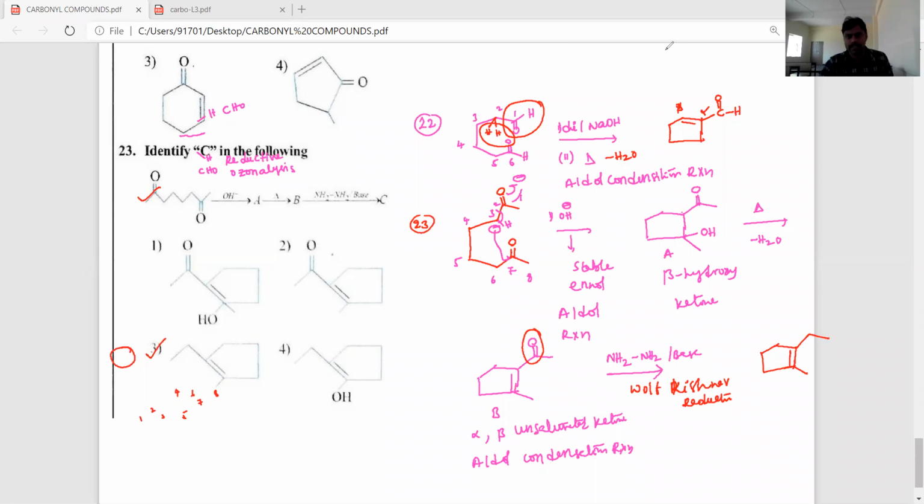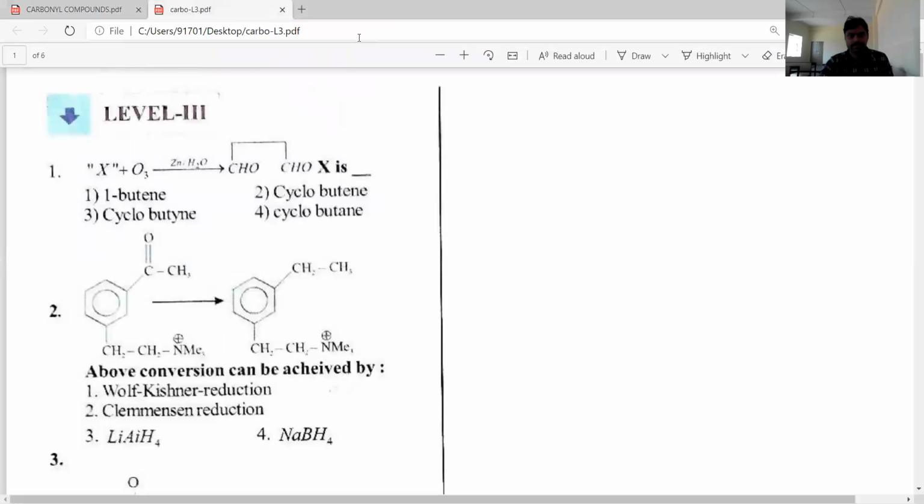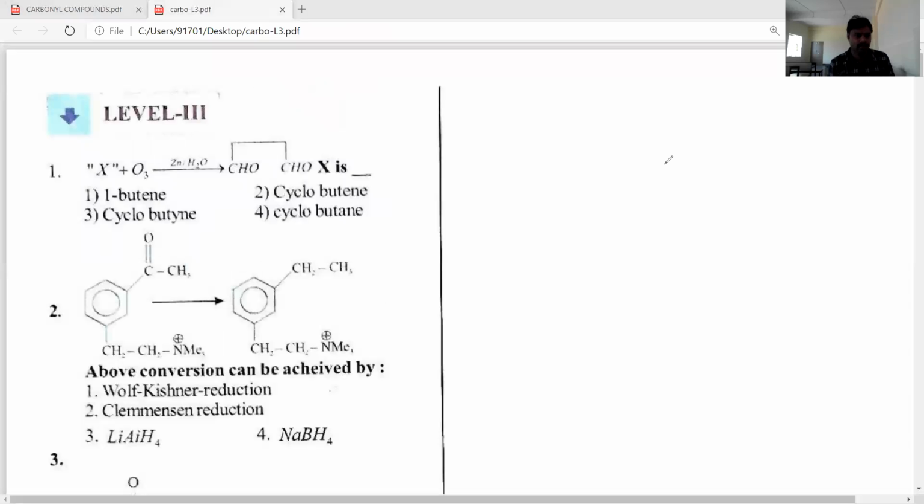Let's see the next, level 3 questions. Level 3 questions are very easy. This is also, dear students, just a little bit we have to observe carefully, then we'll get the answer very easily. Okay, so let's see the first one. X plus O3 means reacts with ozone followed by reductive hydrolysis, which means reductive ozonolysis.